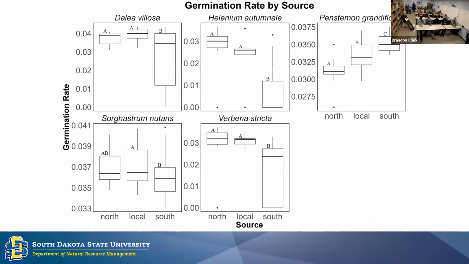And for source, we see that 3 out of the 5 species had higher germination rate in the north source compared to the south. And one of the two had higher germination in the south, which is Helenium grandiflorum. We'll touch back on that later. But again, there are no clear, consistent results of how germination rate responds to source.